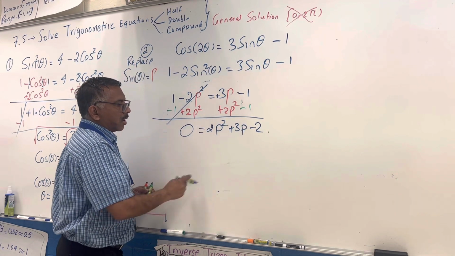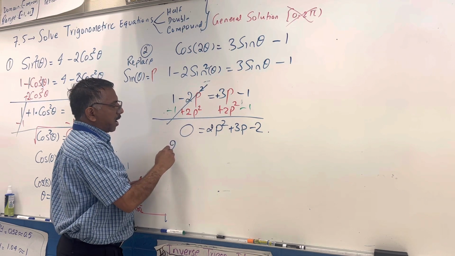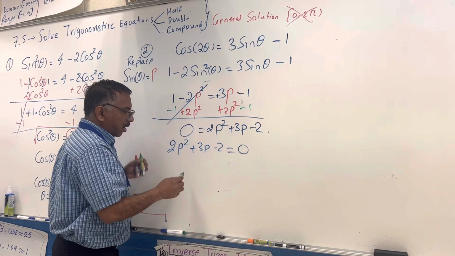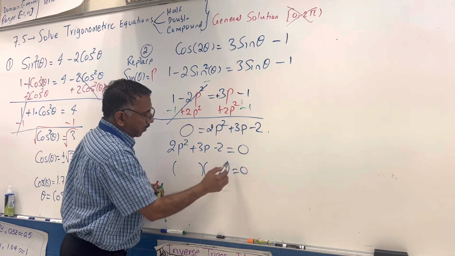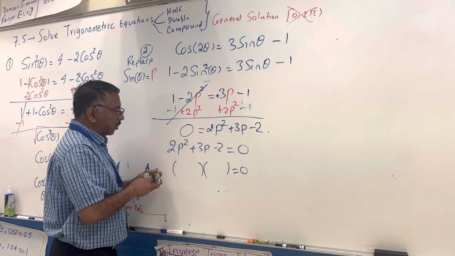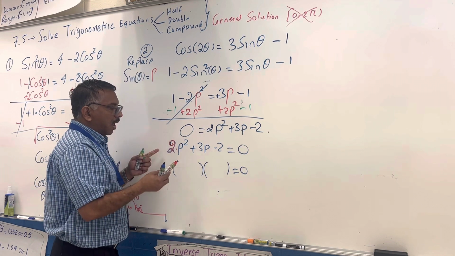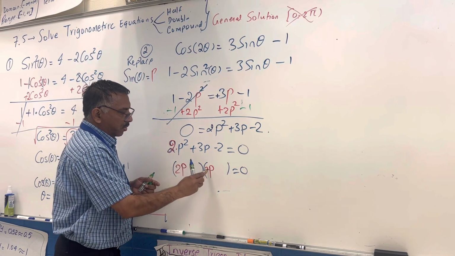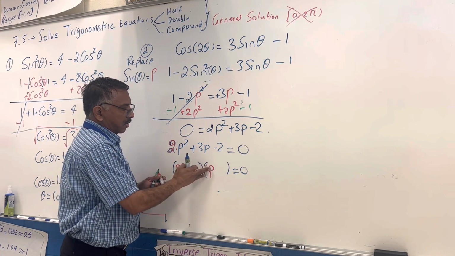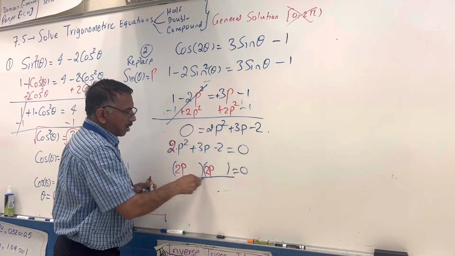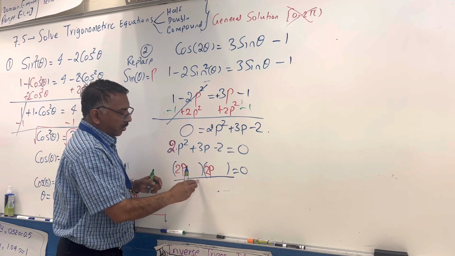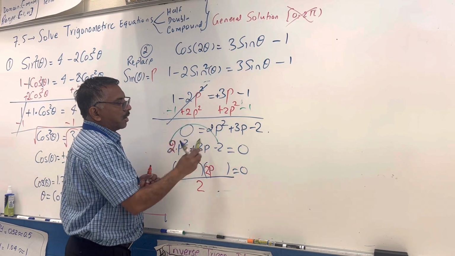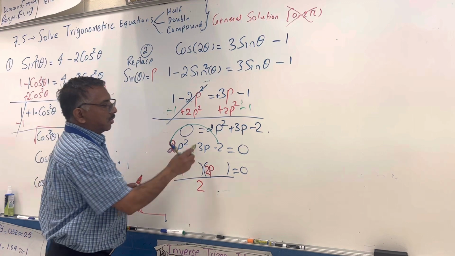Okay, so this is the same as writing 2p squared plus 3p minus 2 equals 0. How do we factor? You write 2 parentheses, and remember there's a 2p. If it was just 1, you would write p and p. But because there's a 2, I'll write 2p and p. Then you multiply 2 times minus 2, which is negative 4. So this is negative 4, right?